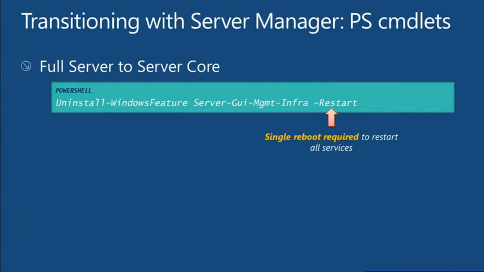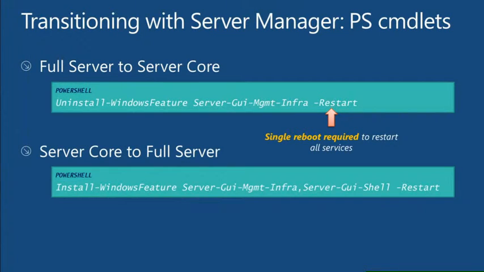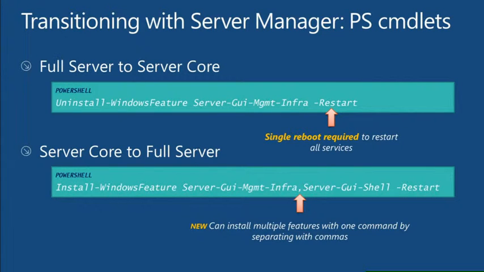So full server to server core, you essentially uninstall the graphical tools and management infrastructure, server GUI management infra, and tell it to restart. It does require a reboot. Server core to full server, you install the two pieces, the management infrastructure and the shell, and have it restart. And you can do this in a single command line.